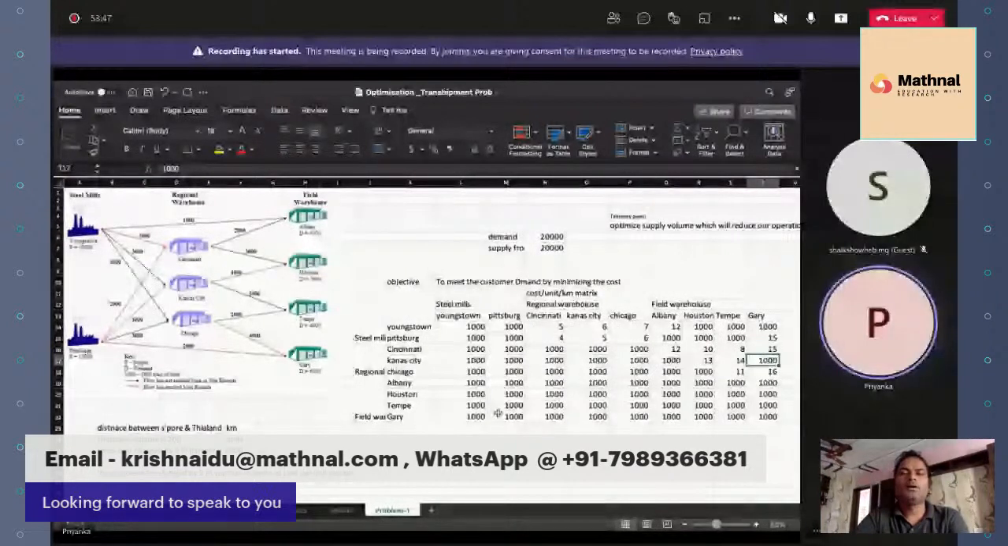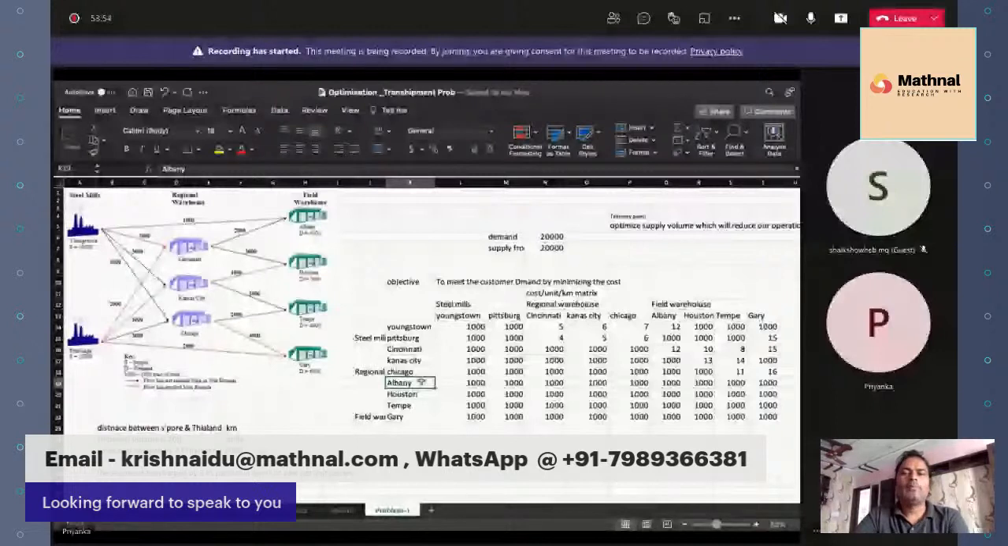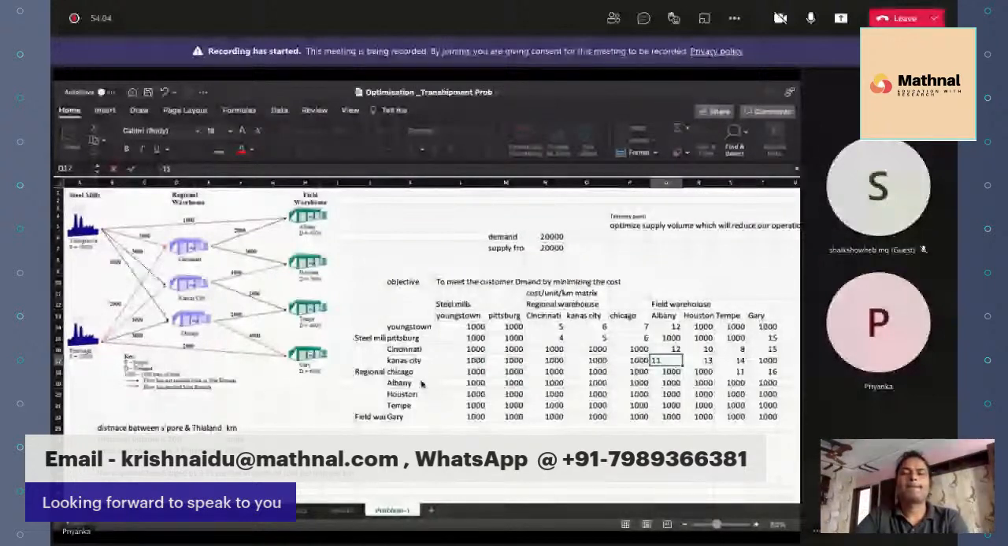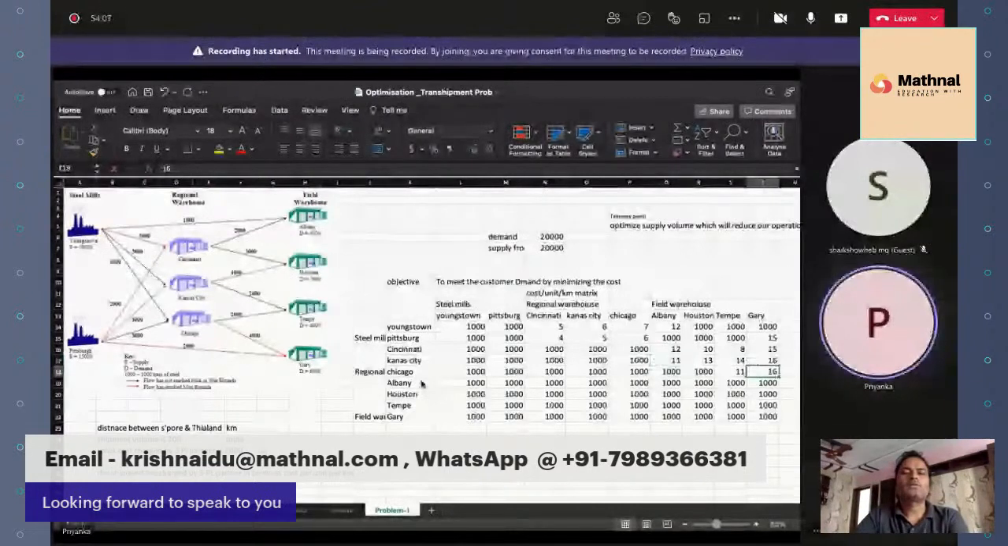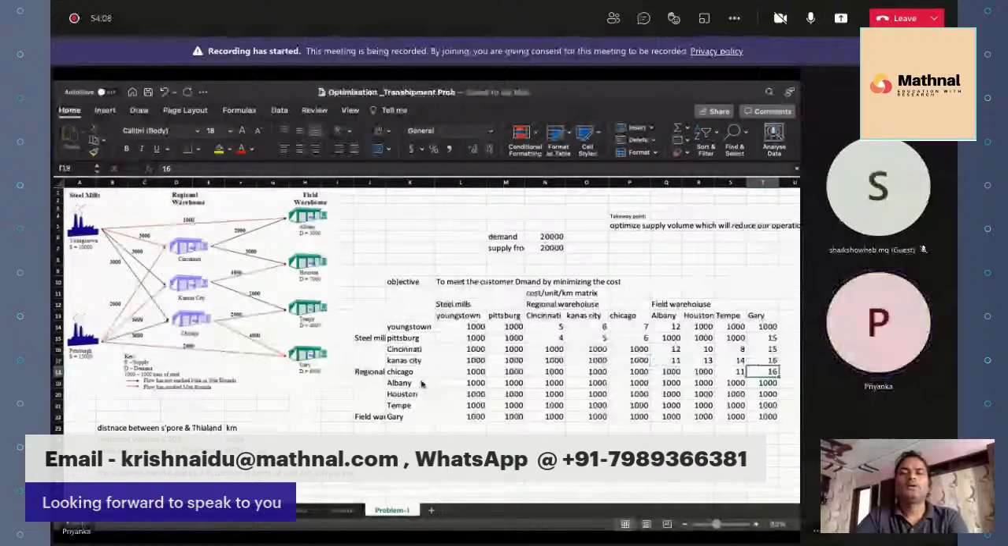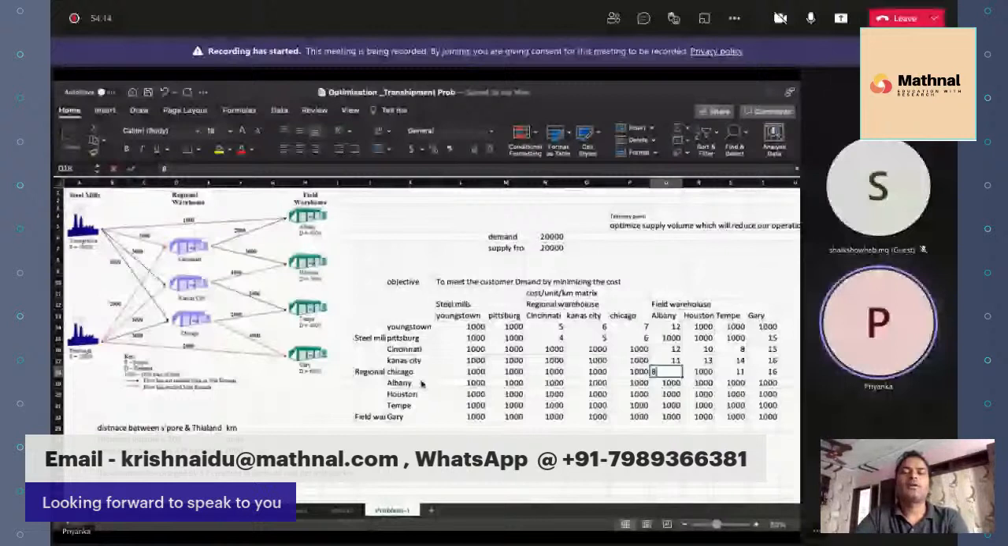Similarly, second, Albany. Go to Kansas City. In the Albany column, in that cell, put 11, and for Gary put 16. The next one is Chicago. In Chicago, you go and put Albany 18, and Houston put 17.